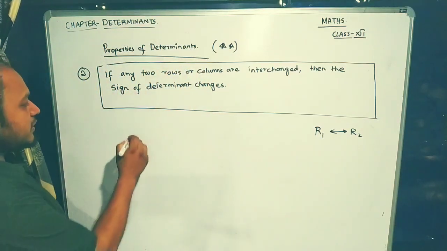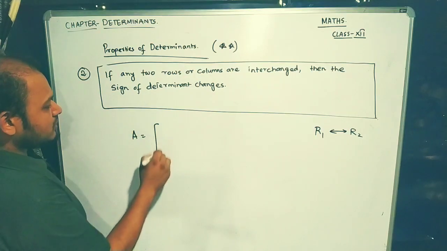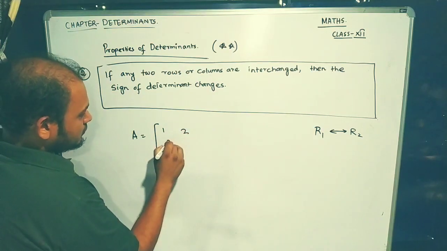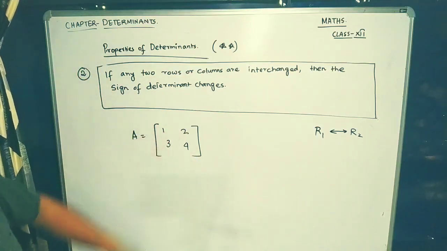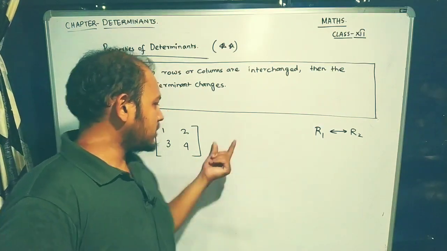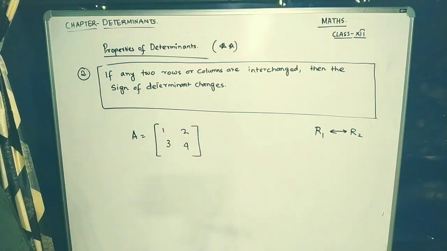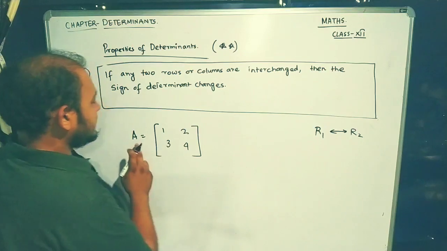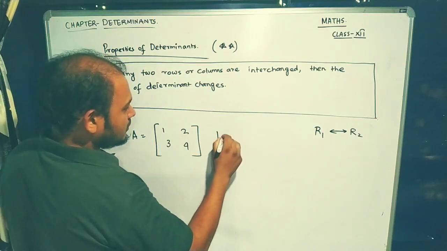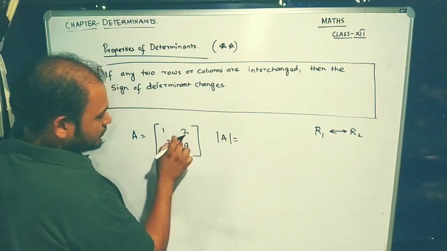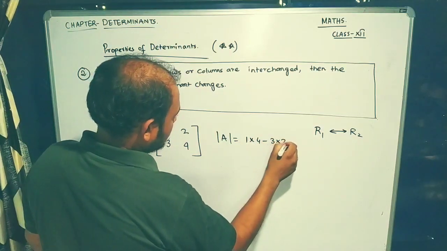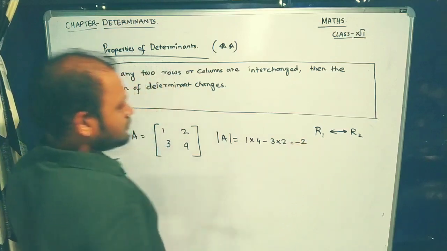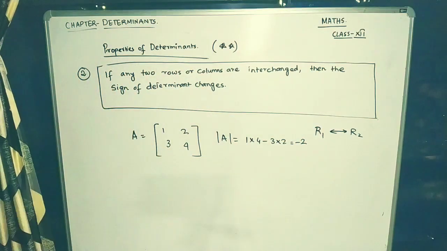Suppose we have a matrix A given like this: 1, 2, 3, 4. It has two rows, row 1 and row 2. Now if I perform this operation on this matrix, will its determinant change or not? Let's see. A is this matrix, then determinant of A is 1 into 4 minus 3 into 2, which is equal to minus 2. This is the determinant of this matrix.